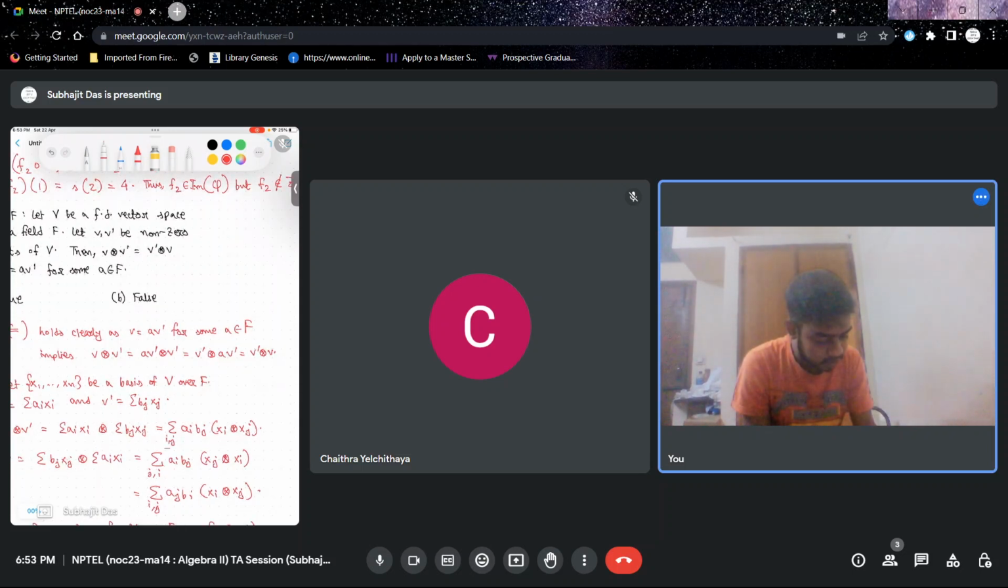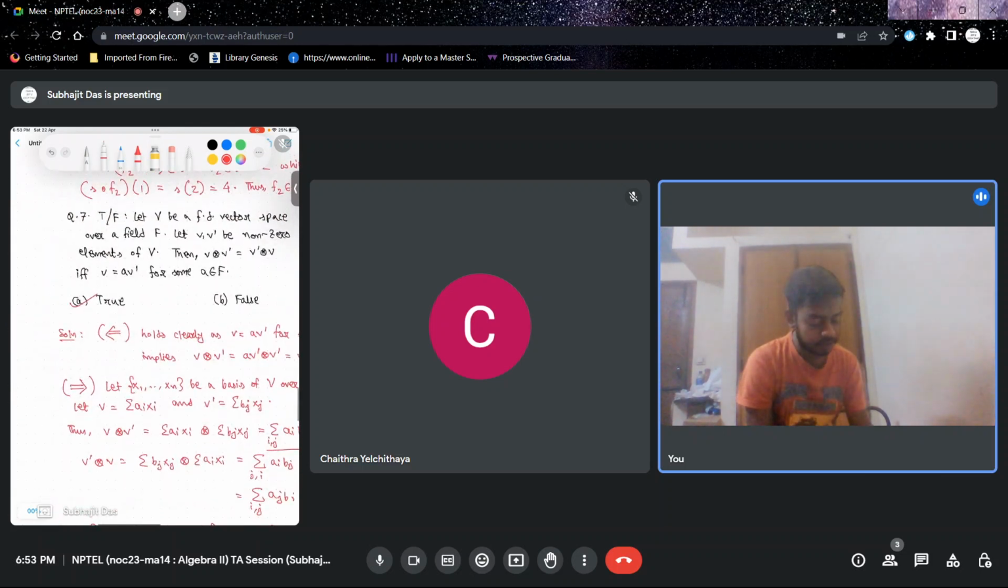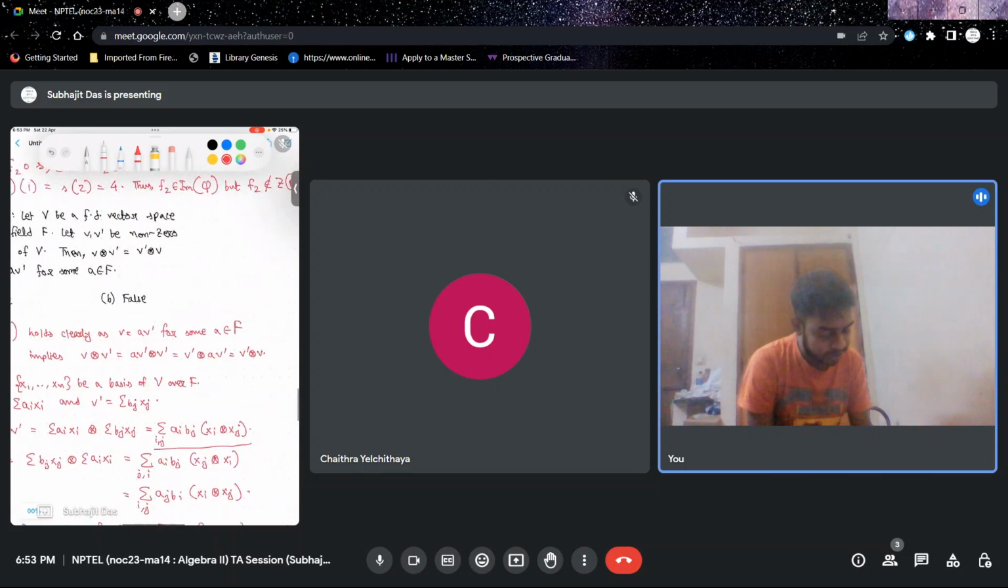So this is your expression for V tensored V prime, and similarly if you keep on doing this for V prime tensored V, you arrive at this expression. Okay, so what we have right now is, I'll just write down the two expressions: the sum over ij of ai bj xi tensored with xj, where the sum runs over i and j from 1 to n, and this is equal to the sum over ij of aj bi xi tensored with xj. These are just routine computations.